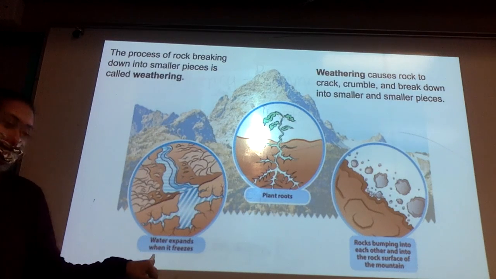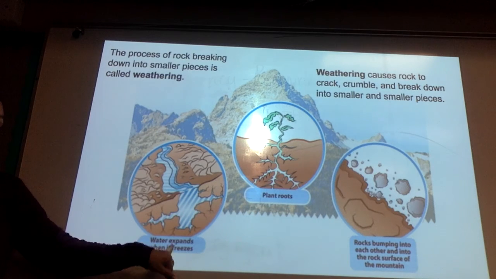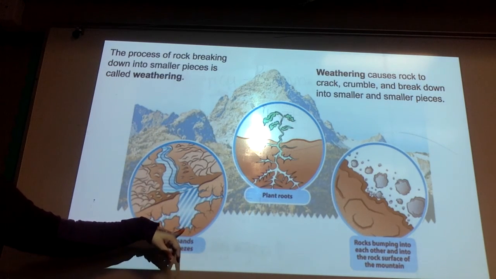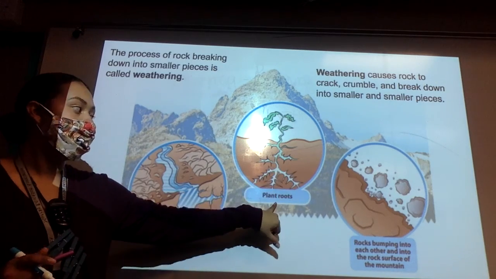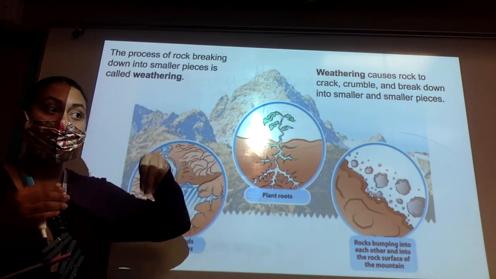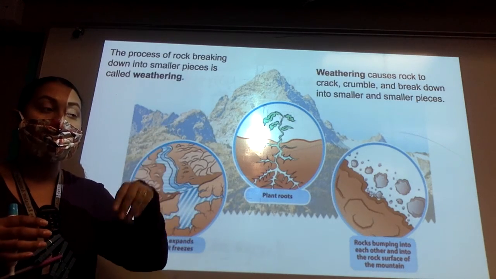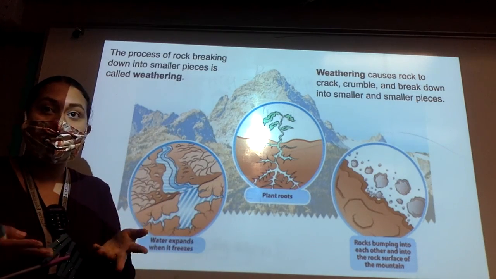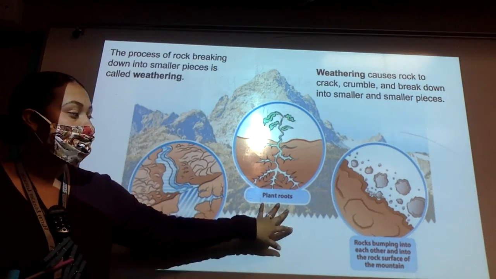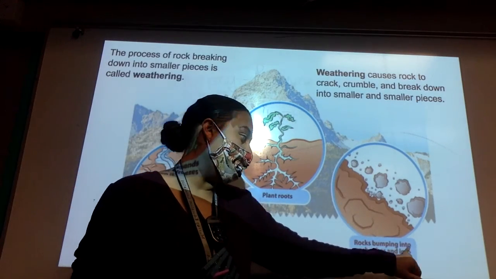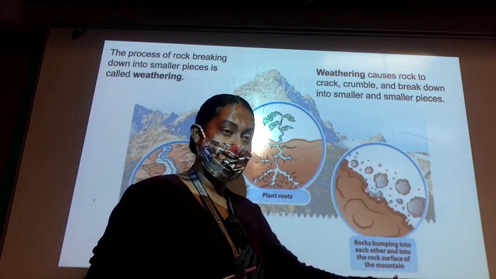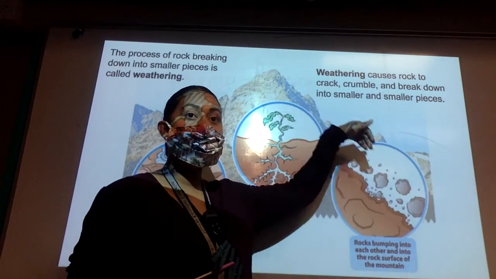Water expands when it freezes. So it makes cracks in the rocks and it breaks off pieces, right? Plant roots. So like the trees that we were looking at yesterday and how the roots grow into the rocks and the dirt and it starts to grow underneath the rocks and then it causes cracks. And then rocks bumping into each other and into the rock surface of the mountain. So rocks rolling down the mountain.